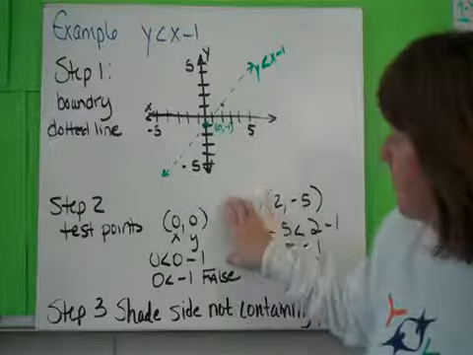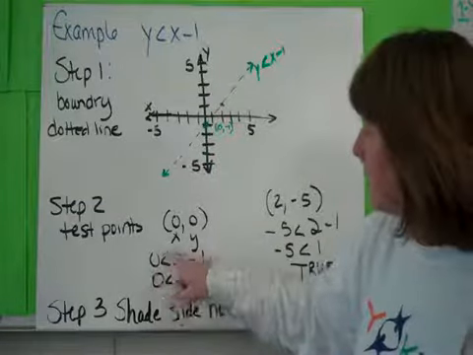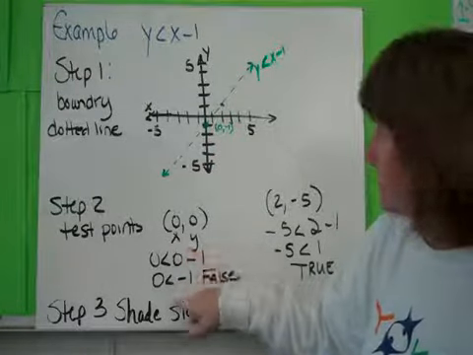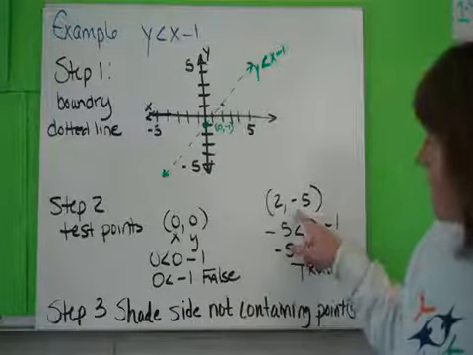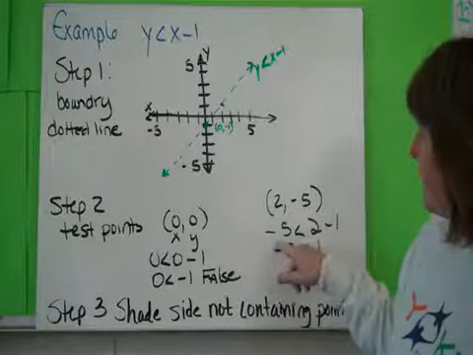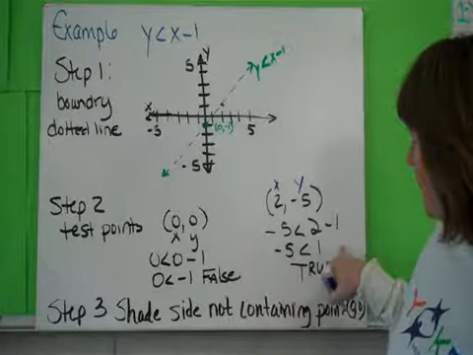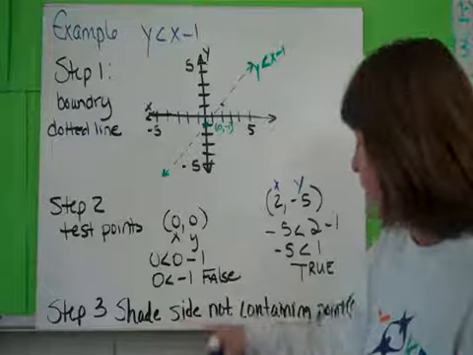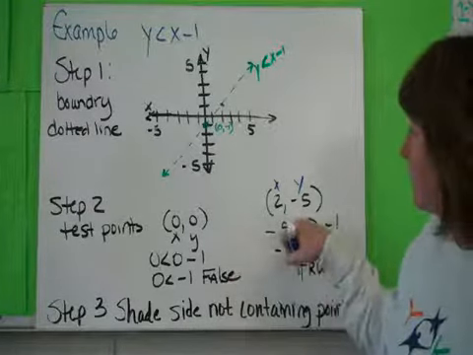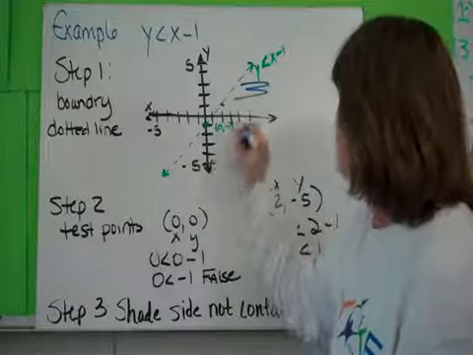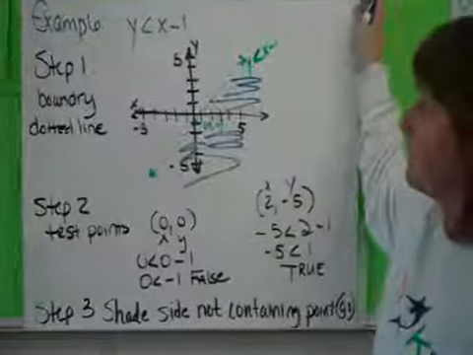Now we're going to test a point. You can select any point. Here I select (0, 0), plug in the x and the y values into our inequality, and we see that this one is false. I can also pick (2, negative 5). If I did that, this is the x and the y, and this one's true. So now I'm going to shade in the side that does not contain the point (0, 0), and does contain the point (2, negative 5), which is this side, and that's the side that would be shaded in.